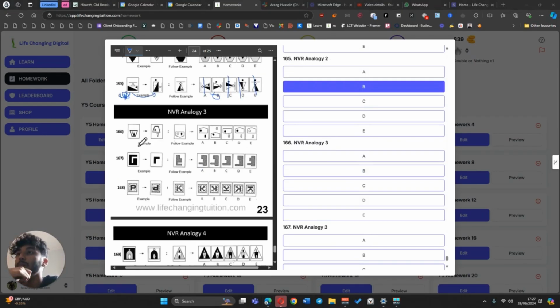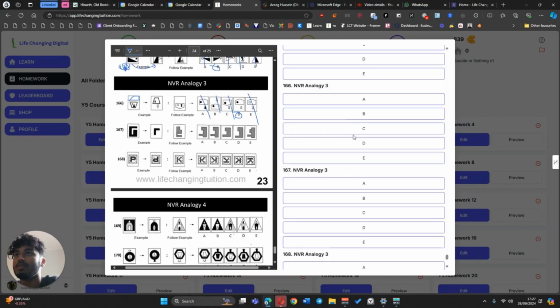166. The outside shape goes to the top, it gets reflected. So we should have something like either D or A. Looks like the left or the white shape turns black, so the white circle should turn black. The other shape gets reflected and stays in the same place, so it should change color. Not A, it should be D, because again, the triangle changes color here.